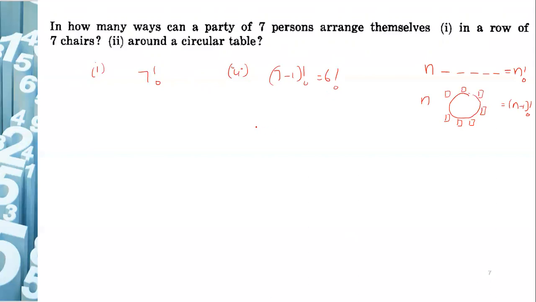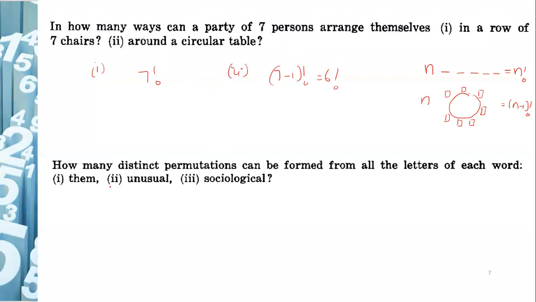So this is another way. Again, this is the second type. He's taken one word, THEM. How many distinct permutations can be formed from these letters? THEM. We have to arrange these 4 letters.